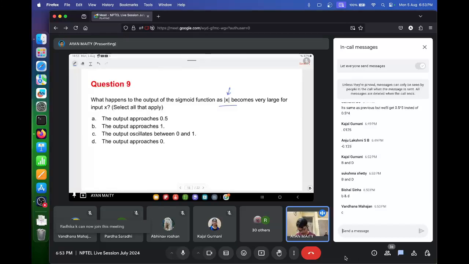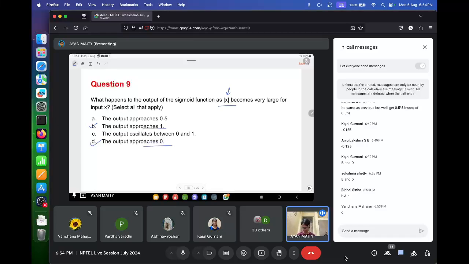The correct answer is B and D. So the absolute value of x becomes very large. That means either x tends to infinity or x tends to minus infinity. If x tends to infinity, the output of the sigmoid function would be 1, and if x tends to minus infinity, the output would be 0. So that's why it approaches either 0 or 1.